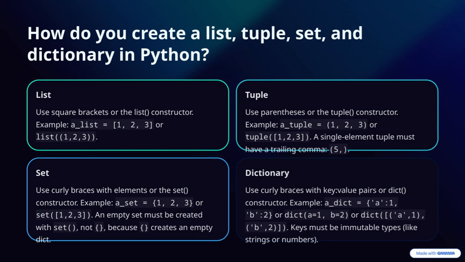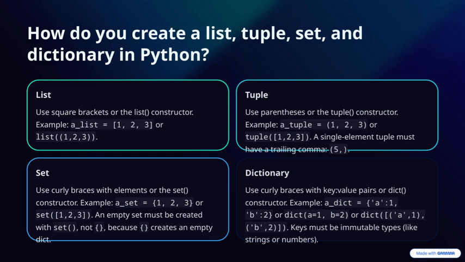Moving on to sets, you also use curly braces, but this time with elements inside. For example, {1, 2, 3} creates a set, or you can use the set constructor like set([1, 2, 3]). An important point is that an empty {} isn't an empty set, because that actually makes an empty dictionary. Instead, you must use set() to create an empty set.